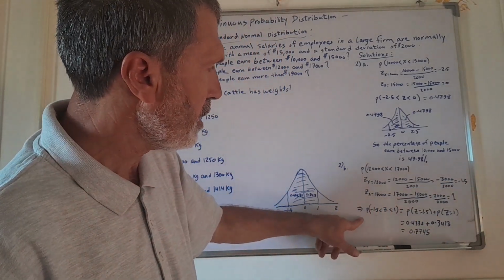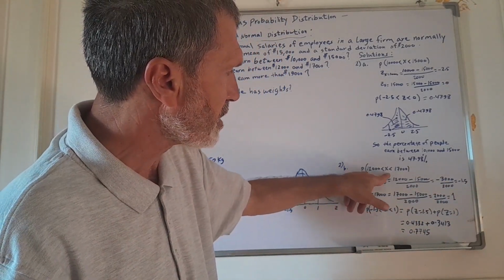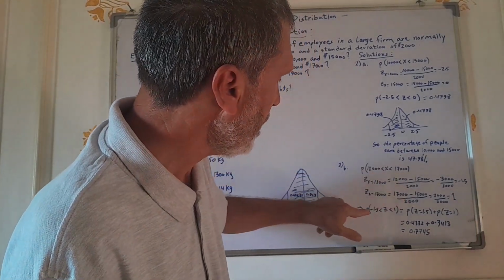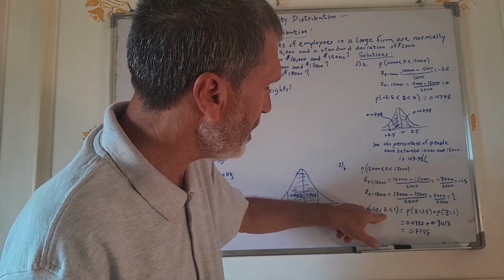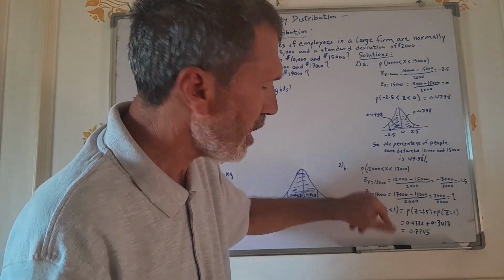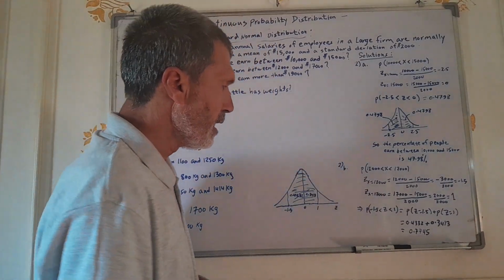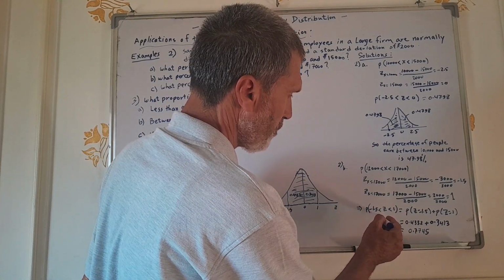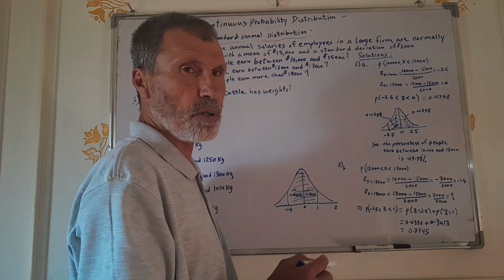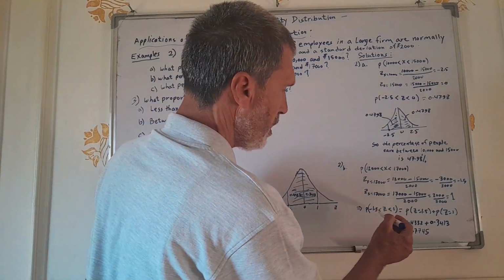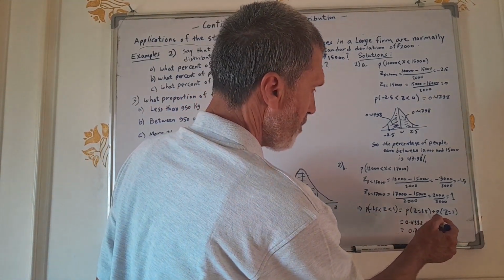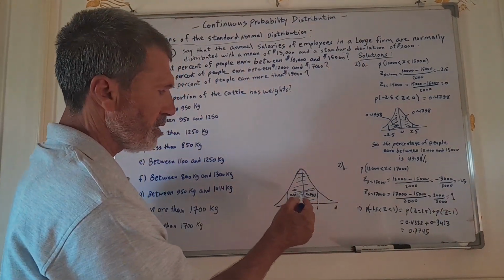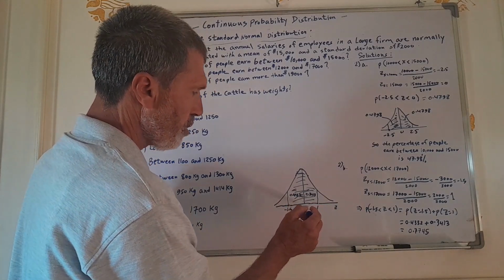So the probability of x between 12,000 and 17,000 is the same as the probability of z between minus 1.5 and 1. We find this probability as the sum of the probability of z equal 1.5 plus the probability of z equal 1. Graphically, as you can see here, this is the graph.